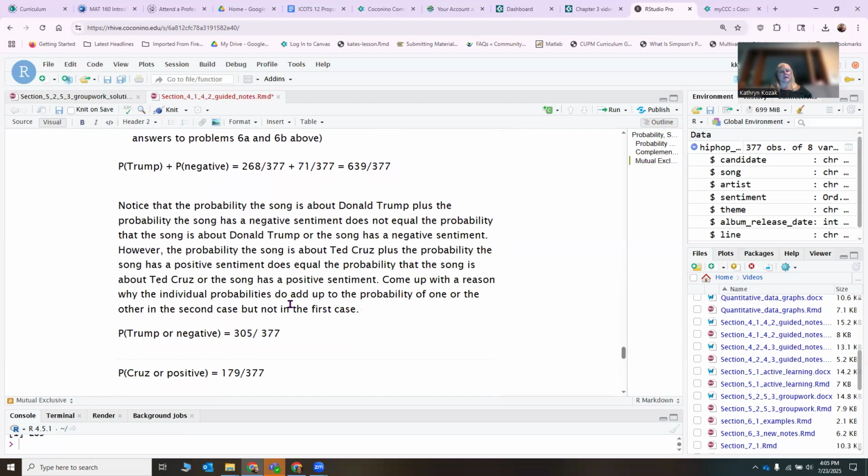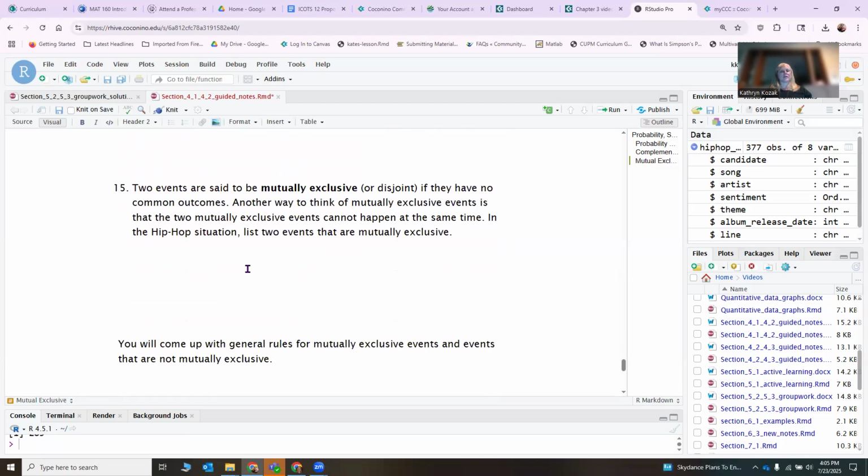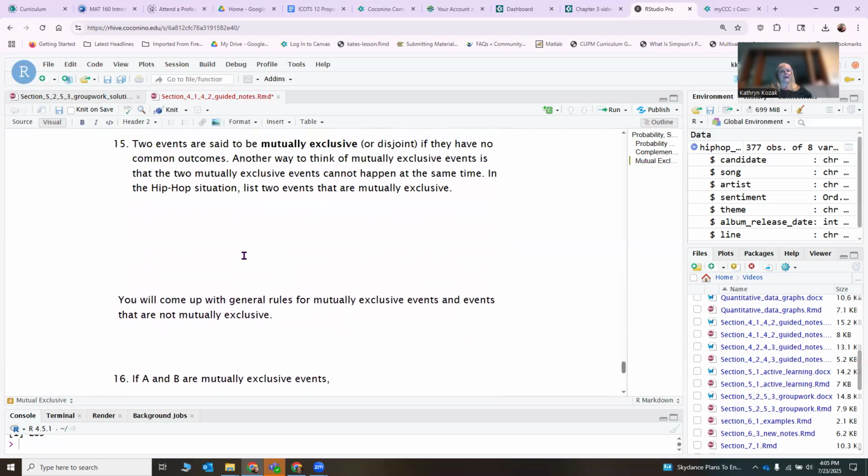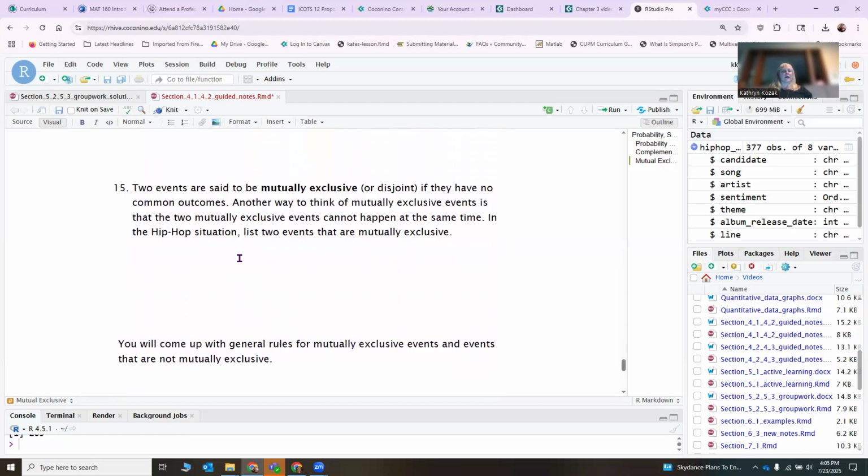So I could list them all here, but that's basically what you're going to look at. You're going to look at all of those things, any of the ones where they have zeros. So Ben Carson and positive, any events where the intersection is 0.